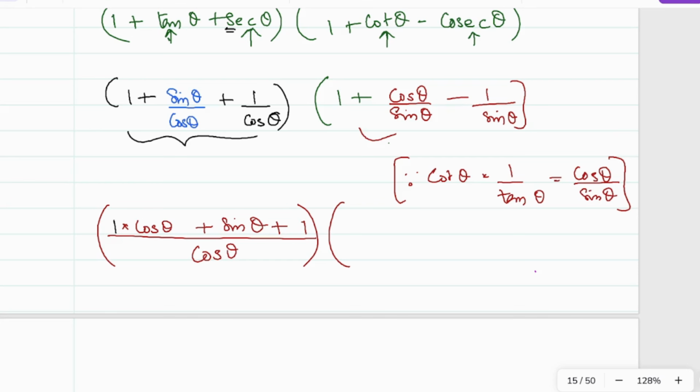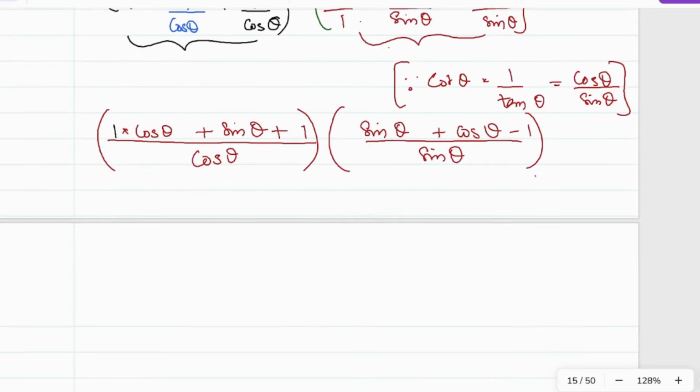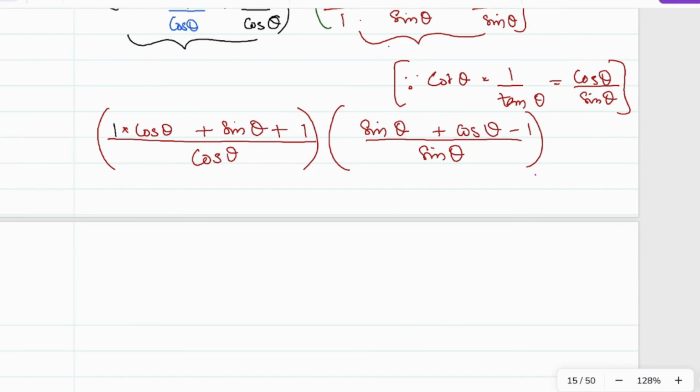Similarly, if I'm looking at the LCM of the next part, its LCM is sin θ, right? Because if I want to make this part also sin θ, I need to multiply here also with sin θ. Then I can make the LCM common. So here, that means sin θ plus cos θ minus 1, the whole divided by sin θ. Clear? Now you can see one common thing here. 1 into cos θ is cos θ, right?